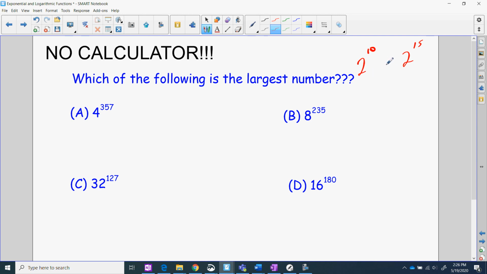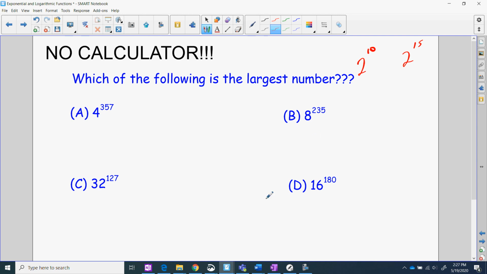So how do you know? Because, well, they're both powers of 2. This means it's a number 2 multiplied by itself 10 times. This is a number 2 multiplied by itself 15 times, so this one's got to be bigger, which by mathematical reasoning is correct. I say, okay, there's your clue then.